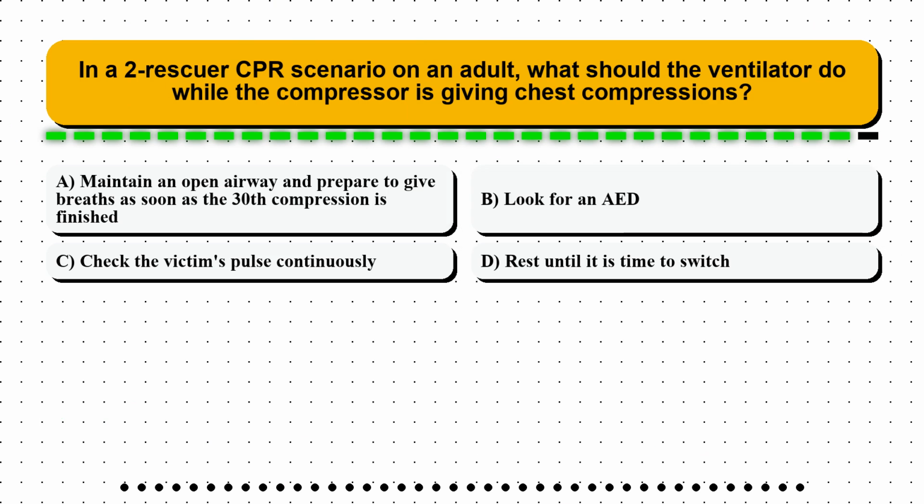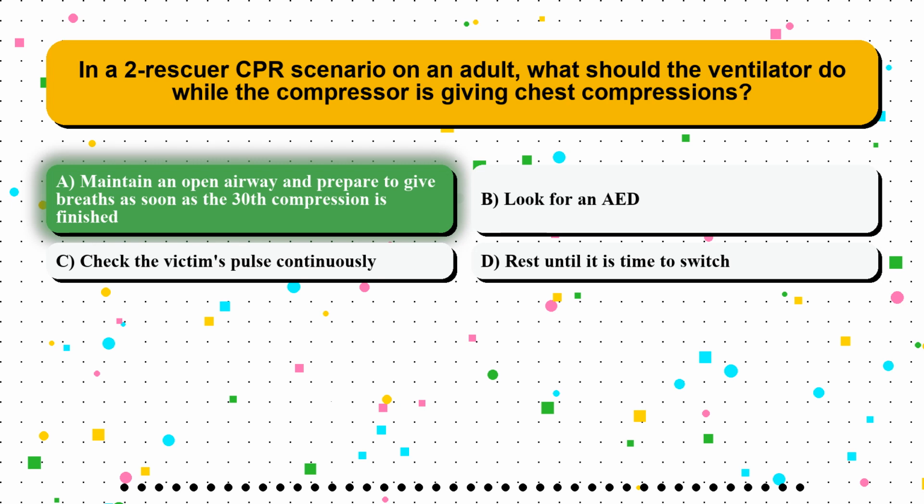Question 15. In a 2 rescuer CPR scenario on an adult, what should the ventilator do while the compressor is giving chest compressions? Option A. Maintain an open airway and prepare to give breaths as soon as the 30th compression is finished. Option B. Look for an AED. Option C. Check the victim's pulse continuously. Option D. Rest until it is time to switch.